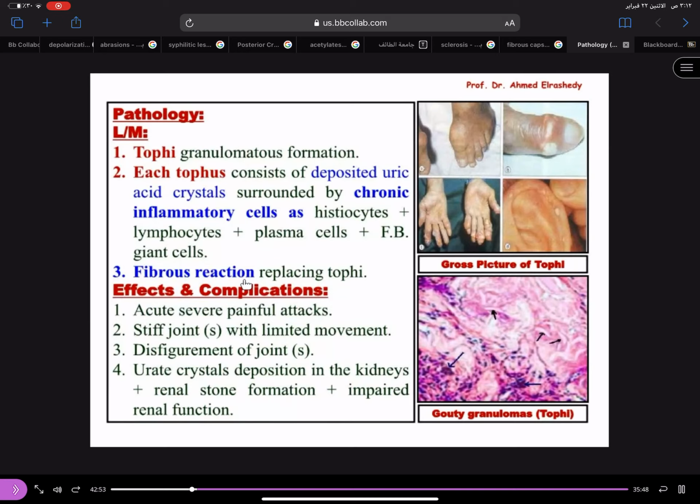So when it will become chronic, lymphocytes will surround it, and ultimately fibrosis. So this is routine pathology.